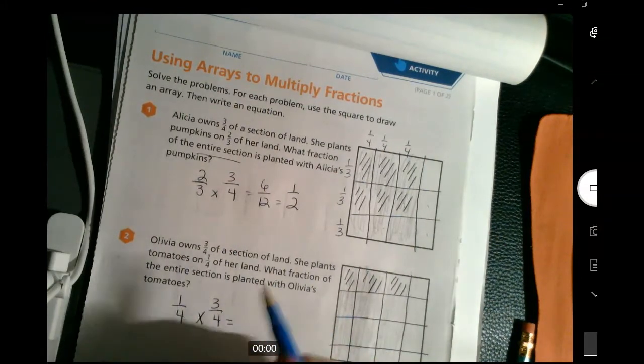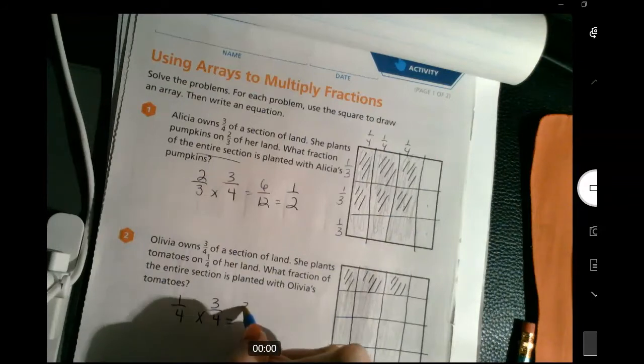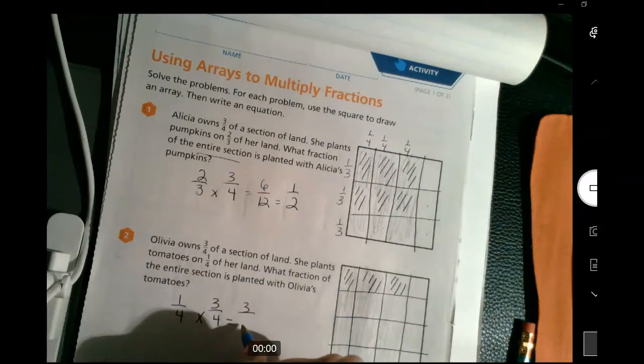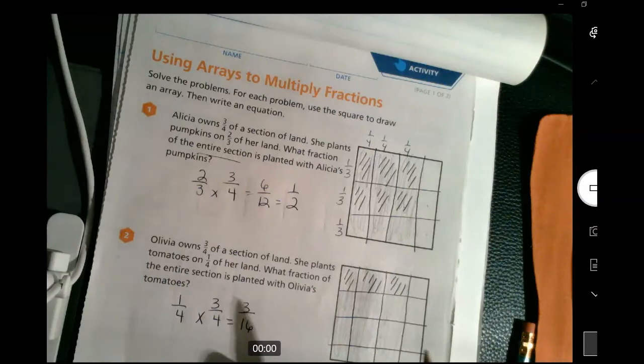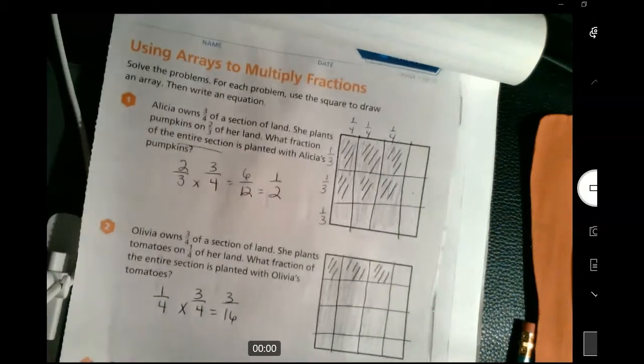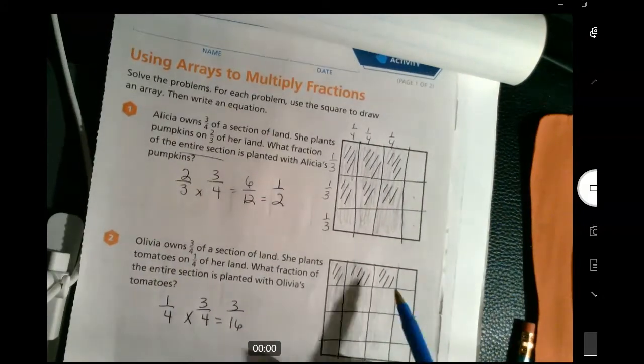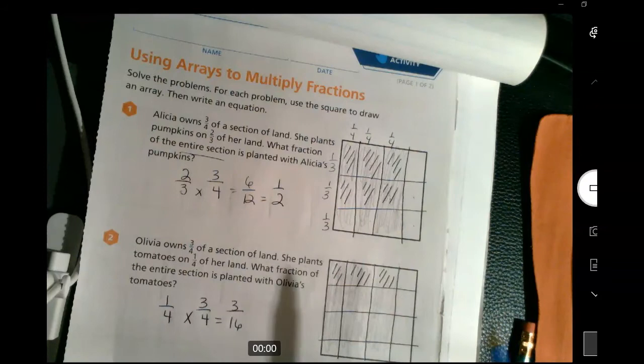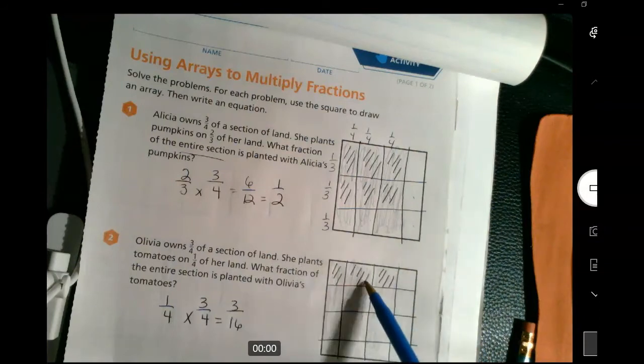And then again, 3 times 1 is 3. 4 times 4 is 16. Now, some of you are saying, Mrs. Salyer, this is so easy. Why can't we just multiply it and be done with it? Because it helps you to learn what's really happening when you can visually represent it. Also, on TCAP tests, they're going to give you a visual representation. They may ask you to set it up, or they may ask you to find the answer that matches it.